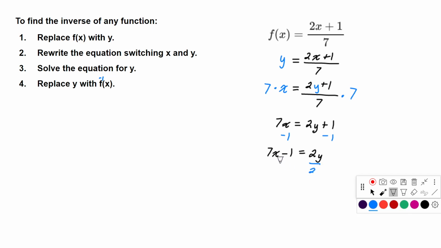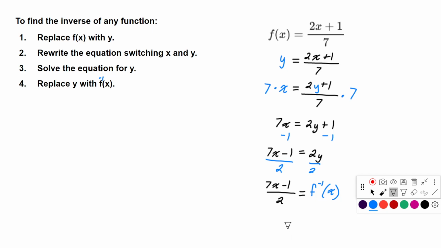And divide both sides by 2. And we now have, as our inverse, 7x minus 1 all over 2 equals y. Now I could say y, but we're going to end up replacing that y with the inverse notation. So instead of saying 7x minus 1 equals y, I'm going to write 7x minus 1 over 2 equals the inverse of f of x.